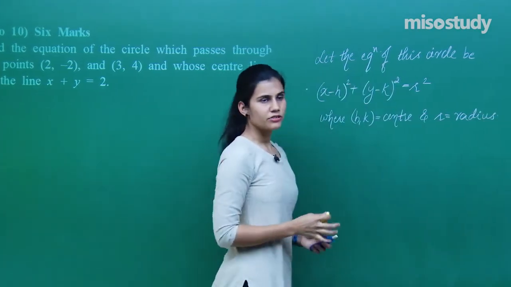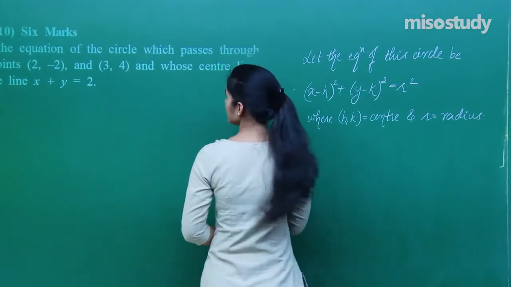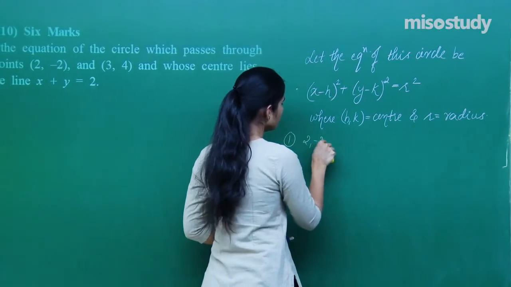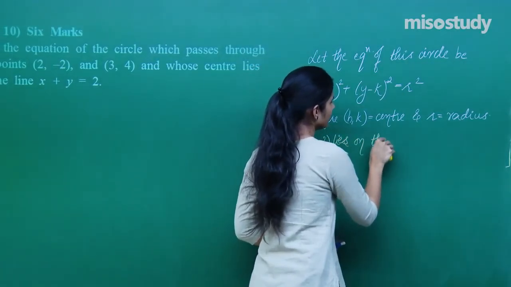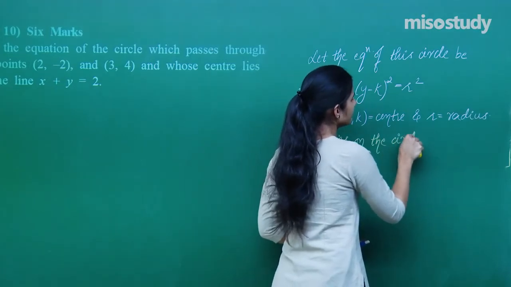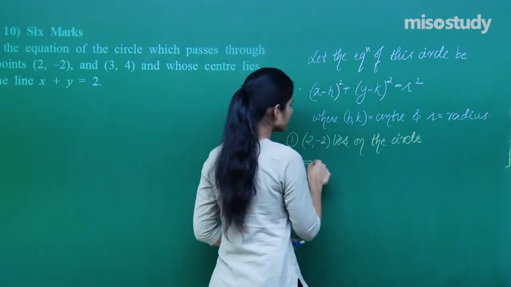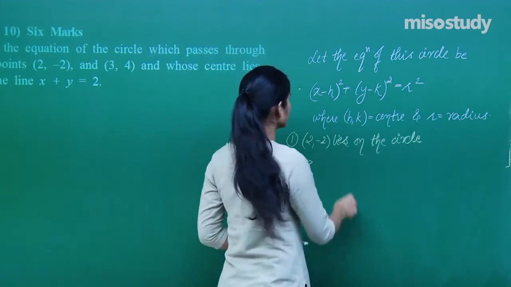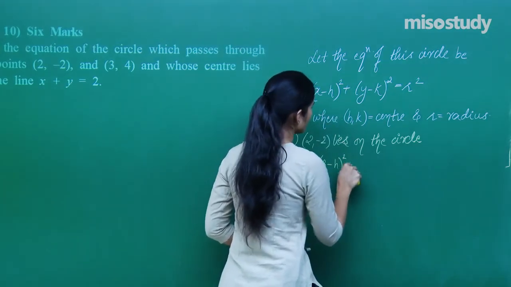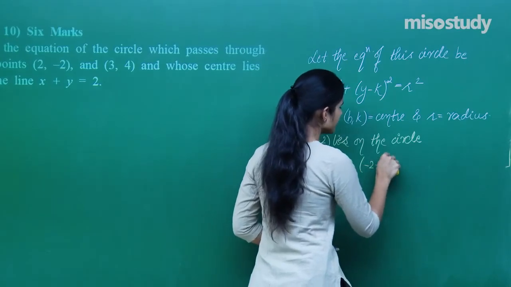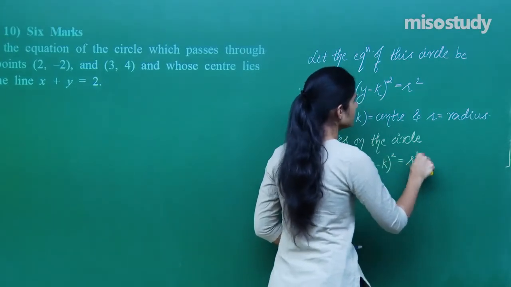Now there are three equations which will be formed. Firstly, 2 comma minus 2 lies on the circle. If 2 comma minus 2 lies on the circle, this implies its coordinates satisfy the equation of the circle. So 2 minus h whole square plus minus 2 minus k whole square equals r square.